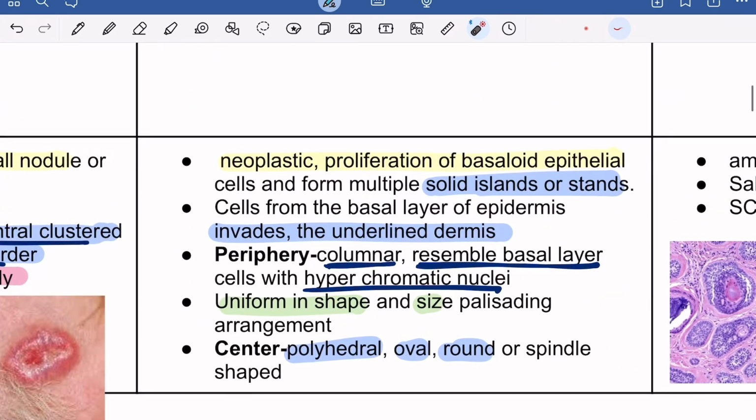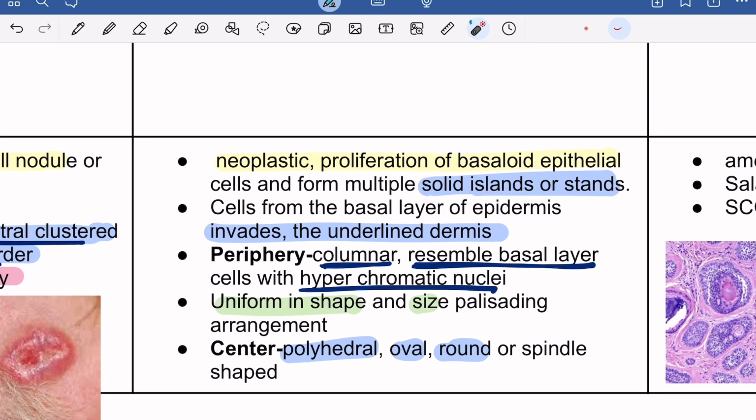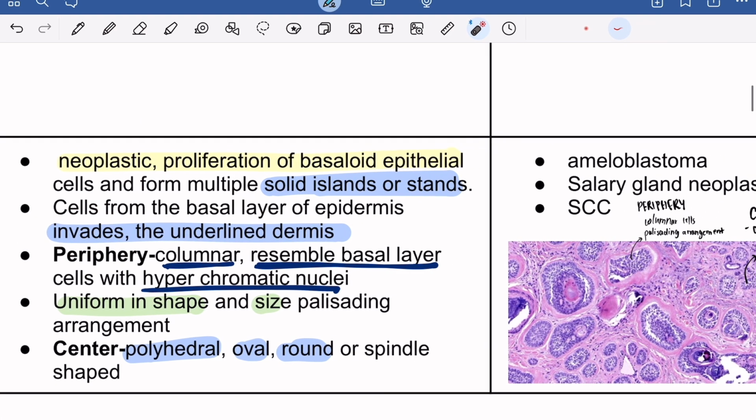Coming to the histological features, neoplastic proliferation of basaloid epithelial cells can be seen, which form multiple solid islands or strands. The cells of the basaloid layer of the epidermis seem to be invading the underlying dermis. The periphery of these islands is usually lined by columnar cells, which resemble the basal layer of cells, with hyperchromatic nuclei, which are uniform in shape and size with a palisading arrangement. The center is usually polyhedral, oval, round, or spindle in shape.